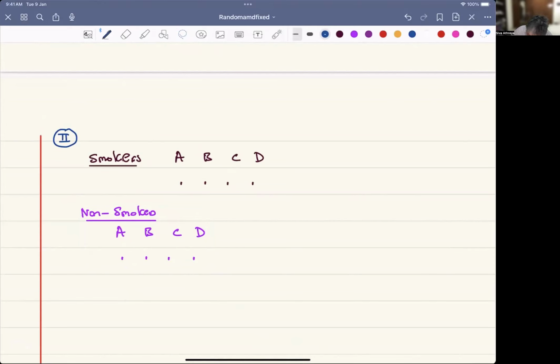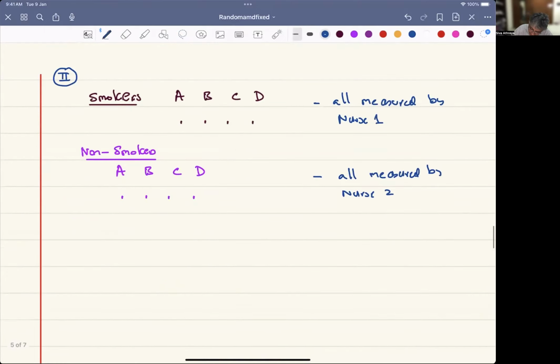So let's say this is all measured by nurse 1, and this is all measured by nurse 2. So now here, what's happening is that your measurements use the same equipment, and perhaps the equipment has no effect. The random effect comes from the nurse. The nurse might be inducing a random effect. This is one experiment that I'd like you to keep in mind.